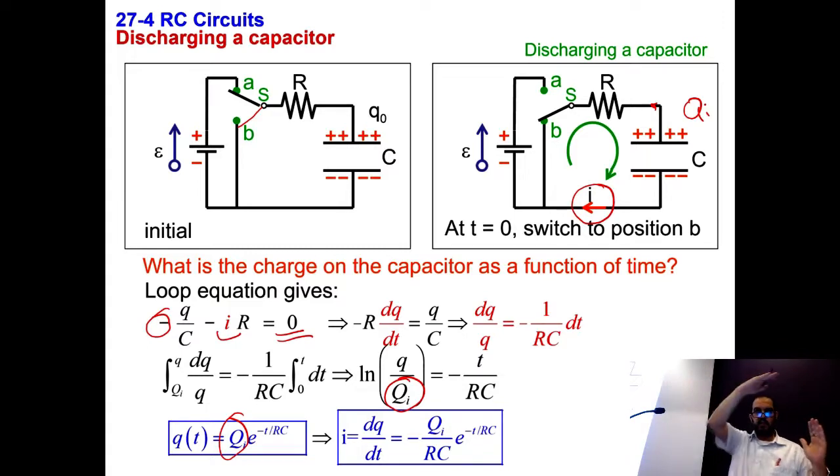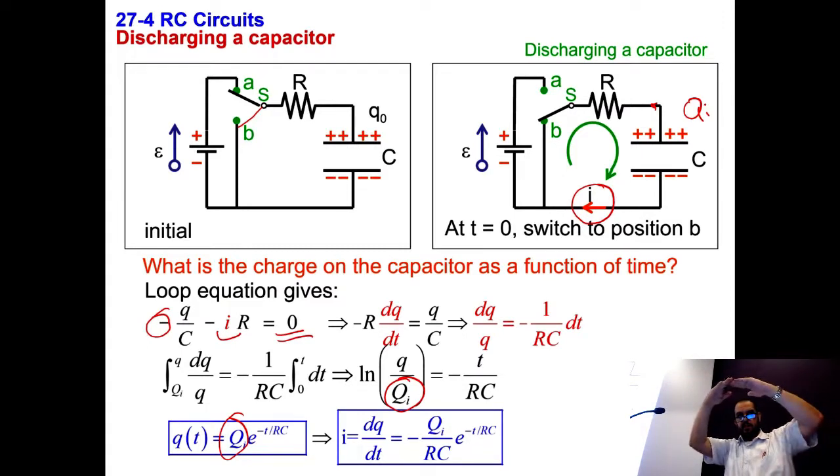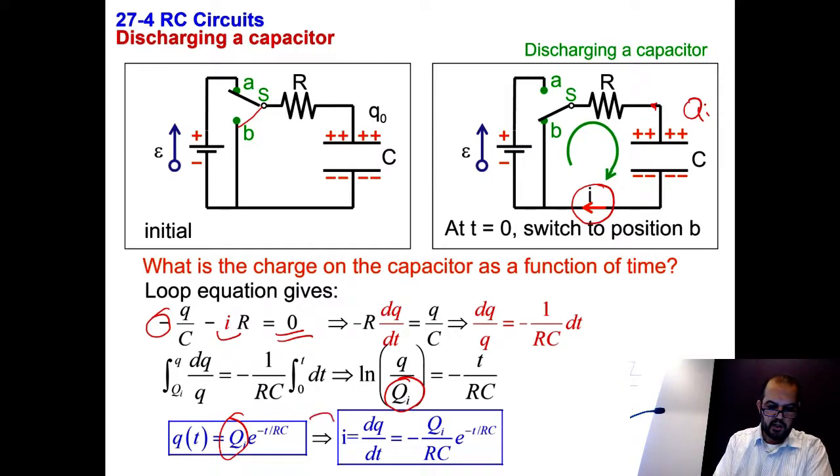So when you connect it to a battery, you charge it to a constant value. Then you disconnect the battery and you connect it to a circuit, it will discharge. And it's an exponential. If you want to determine the current, you can also take the derivative of the charge with respect to time. And notice now the current is minus q divided by RC exponential minus t over RC. Okay, so this is the current.